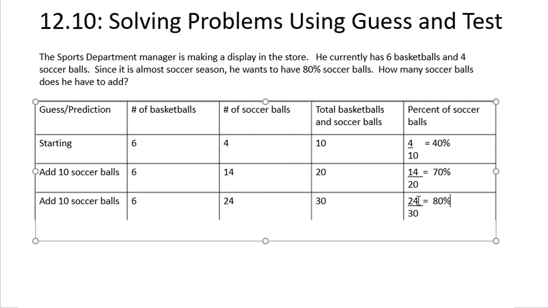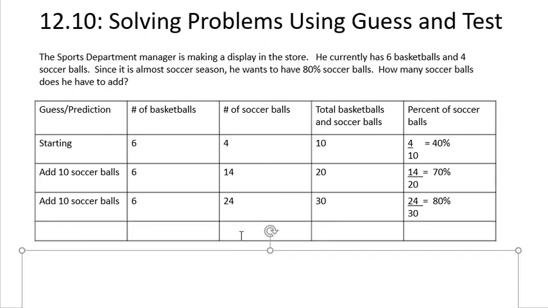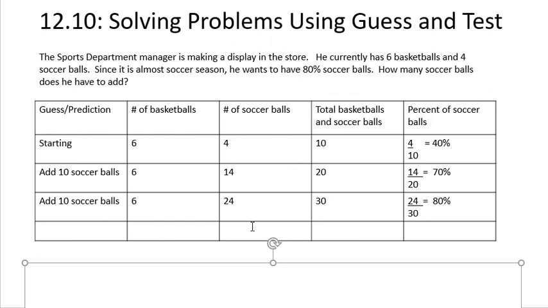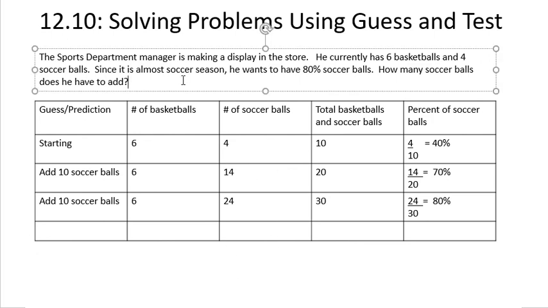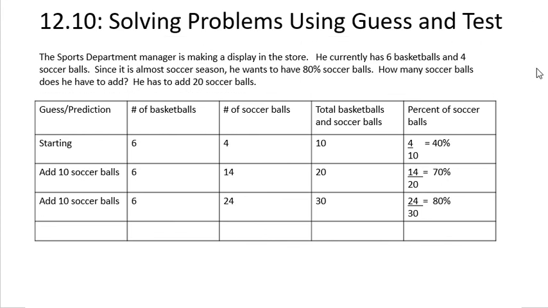So the question asks, how many soccer balls does he have to add? I started off with 4 soccer balls. I went to 24 soccer balls. That means I added 20 soccer balls. So the answer to this question is he has to add 20 soccer balls. And that's how we're using our guess and test or predict and test.